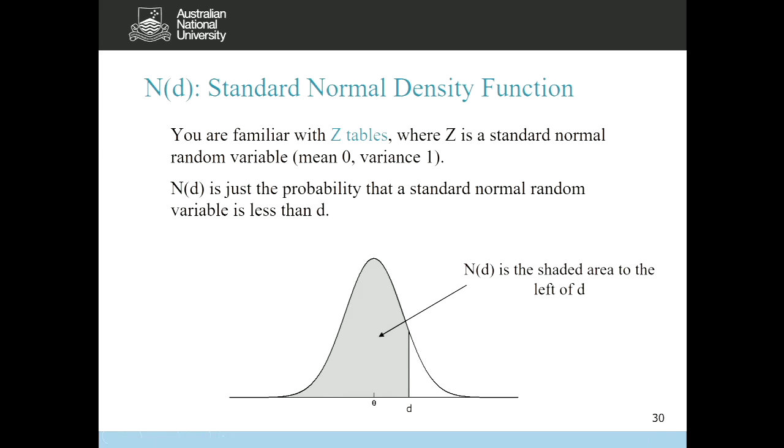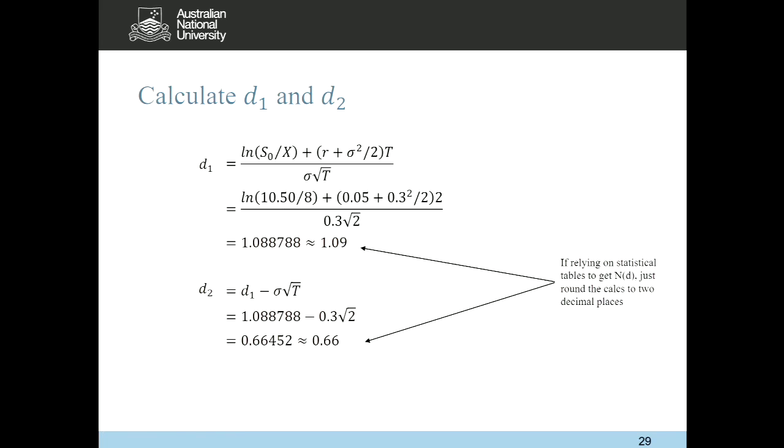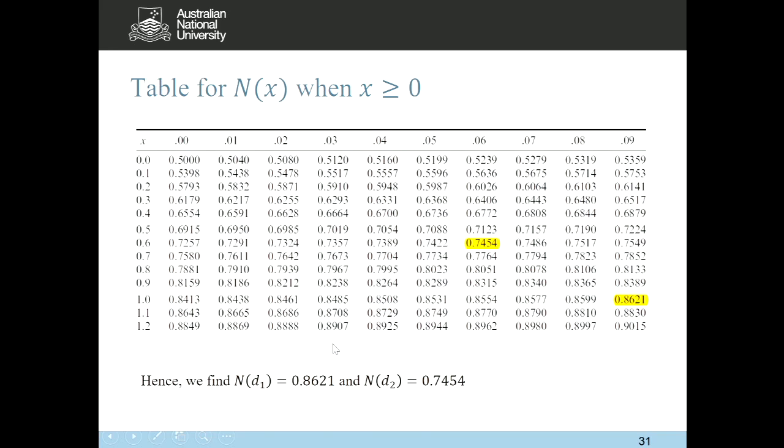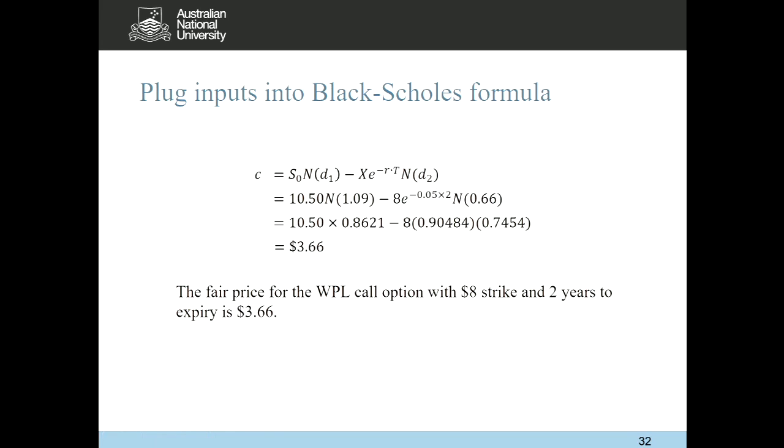Then we do the same thing for N(d2). We know d2 is 0.66, so go back to the table. 0.6 is here, then we look across to the right, and we find 0.66 corresponds to a probability of 0.7454. Those are the two values we're going to plug into the Black-Scholes equation to get our call option price.